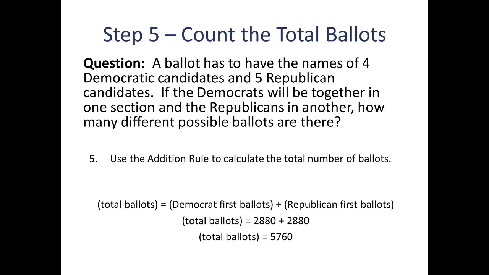Now we're coming up on the end here. We have 2 sets of ballots. We have one set that has Democrats and then Republicans, and we have another set that has Republicans and then Democrats. These two groups have nothing in common, so to get the total number of ballots, we're going to apply the addition rule. It's going to be the sum of their counts, 2,880 plus 2,880, which gives us a total of 5,760 ballots.